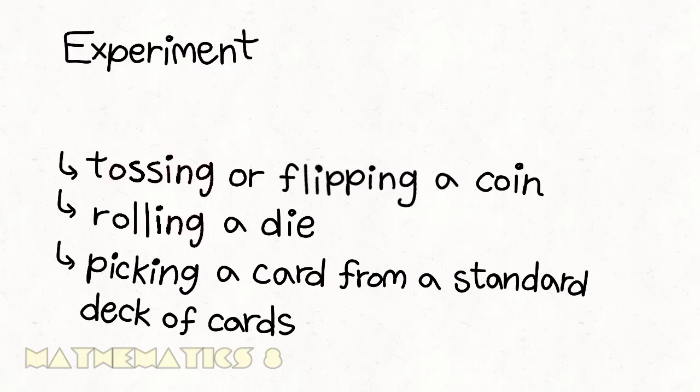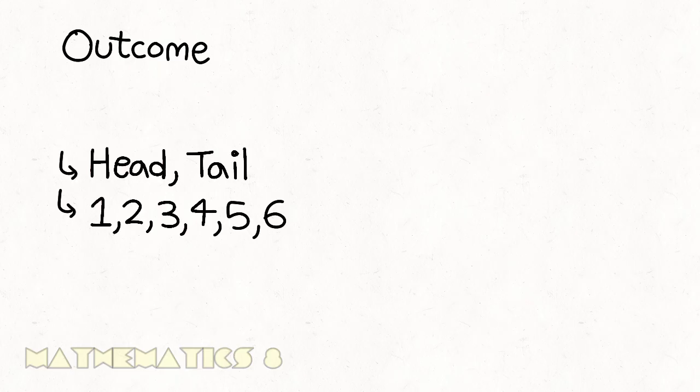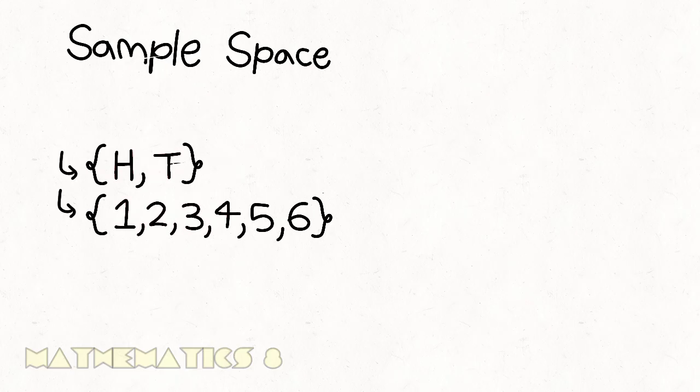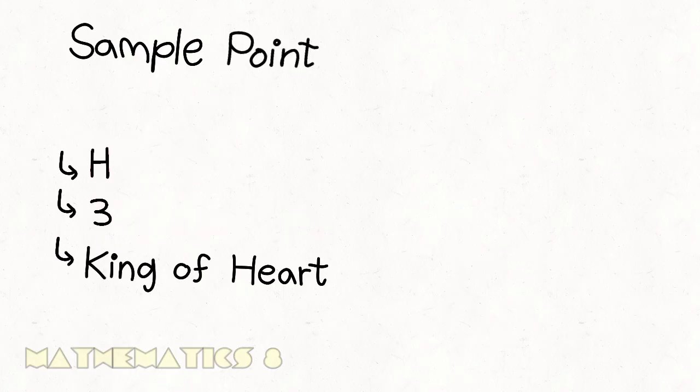Experiment refers to a chance process that leads to well-defined results called outcomes. Outcome is the result of a single trial of a probability experiment. Sample space refers to the set of all possible outcomes of an experiment. Sample point is just one of the possible outcomes.